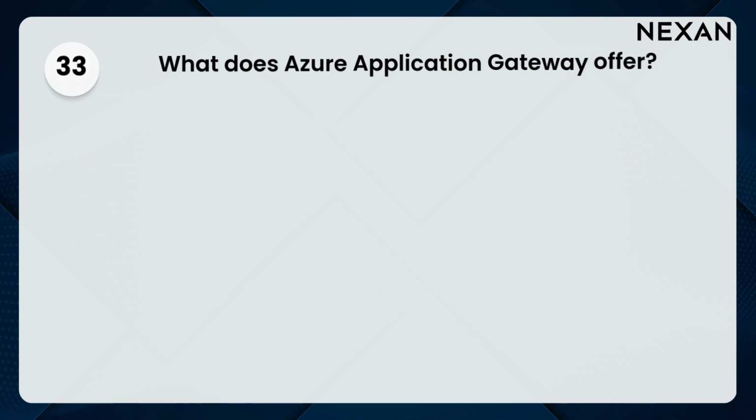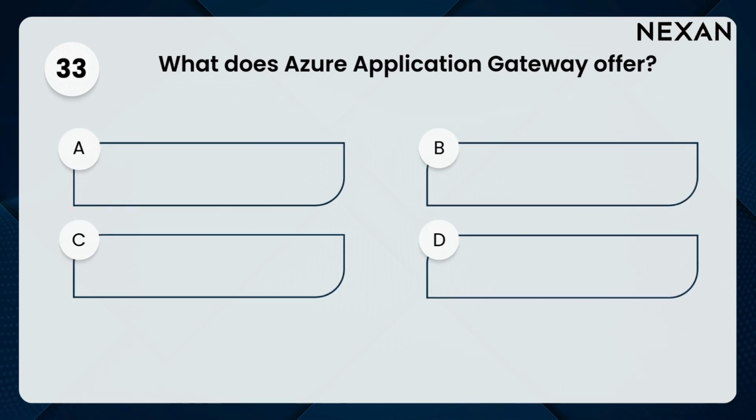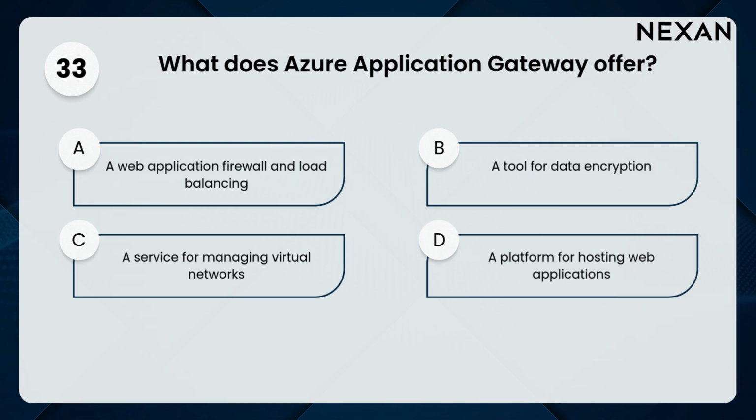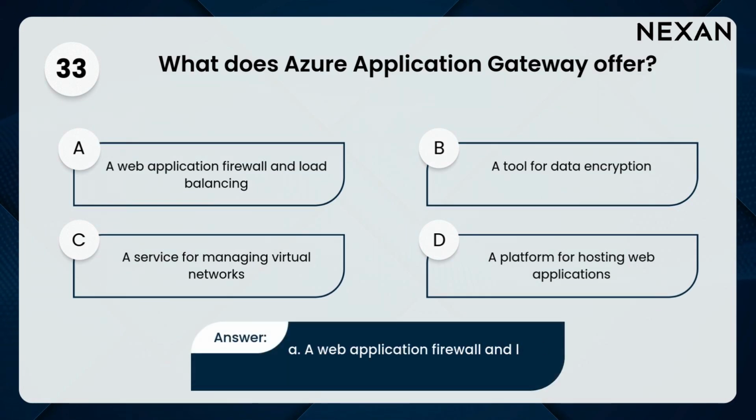33. What does Azure Application Gateway offer? A. A web application firewall and load balancing. B. A tool for data encryption. C. A service for managing virtual networks. D. A platform for hosting web applications. Answer. A. A web application firewall and load balancing.